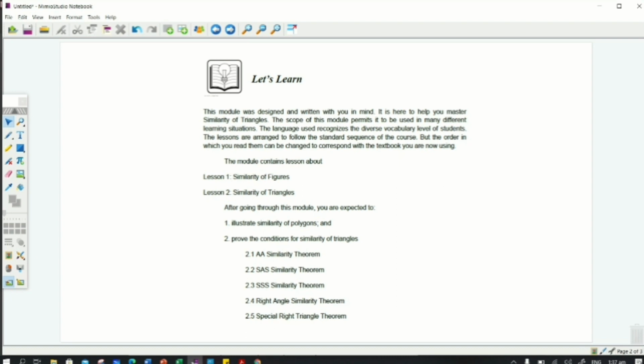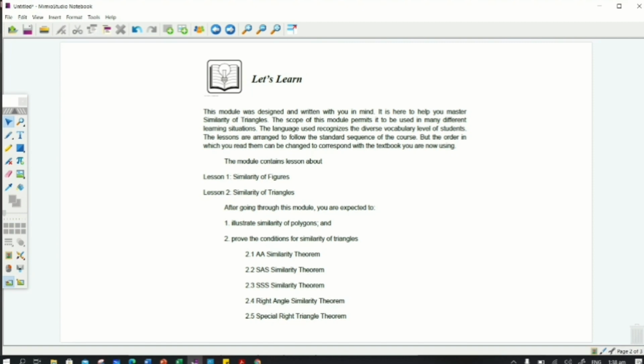Before we start our lesson, let's check first what is the content of this module. It was designed and written with you in mind, and it is here to help you master similarity of triangles. The scope of this module permits it to be used in many different learning situations. The language used recognizes the diverse vocabulary level of students. The lessons are arranged to follow the standard sequence of the course, but the order in which you read them can be changed to correspond with the textbook you are using now.